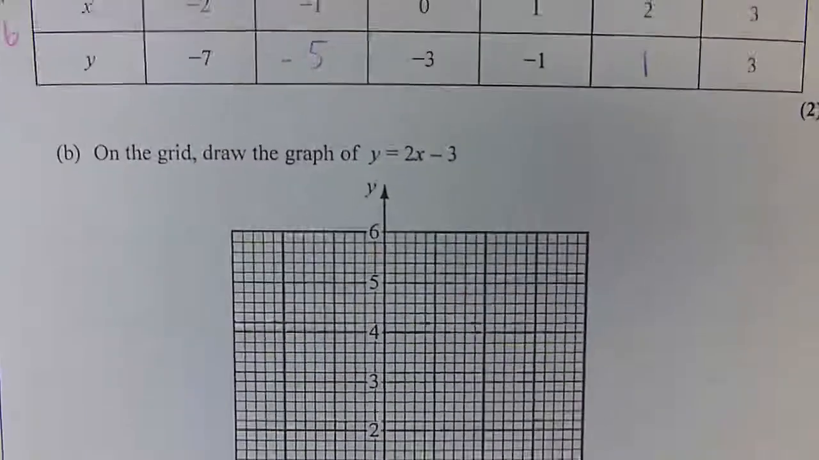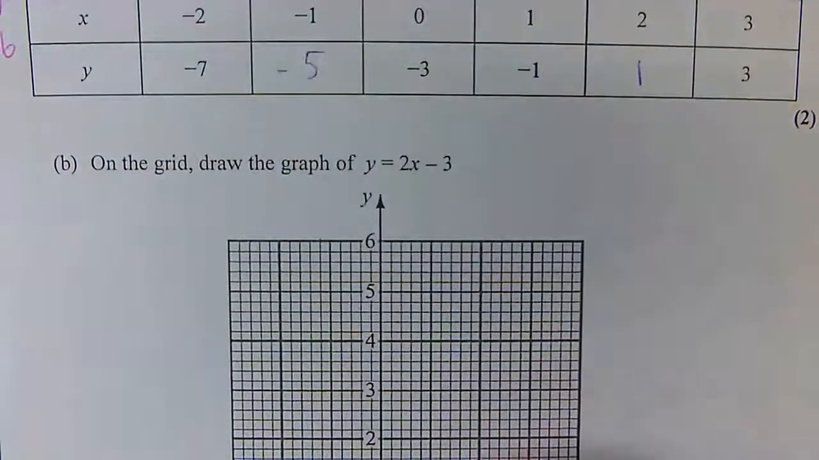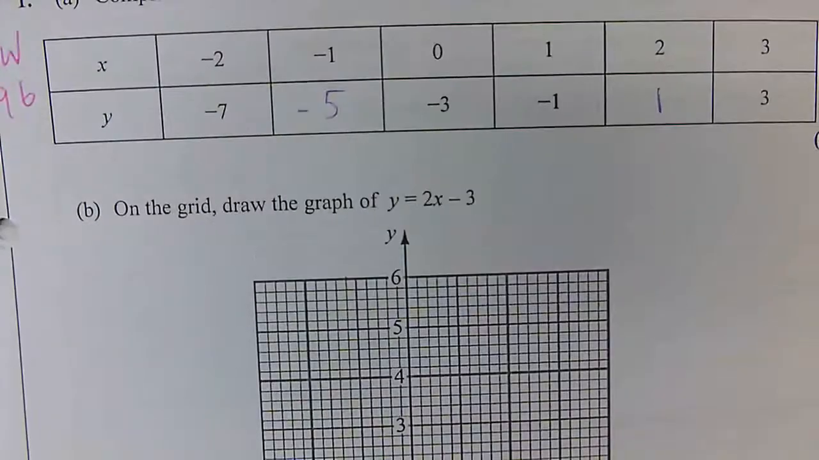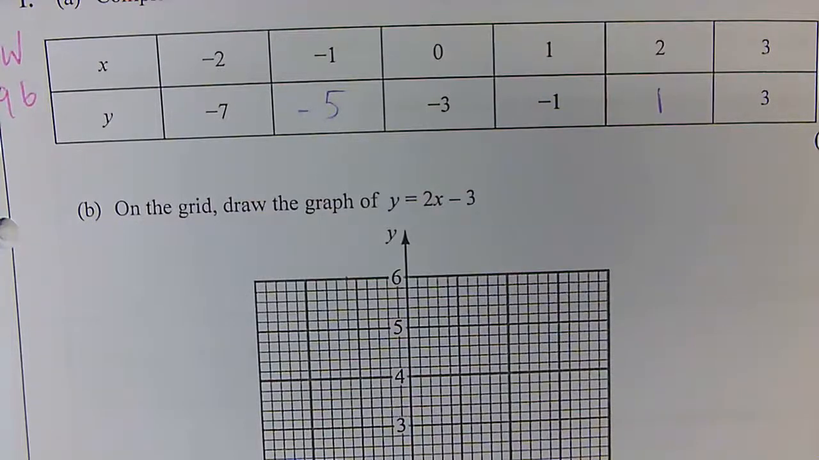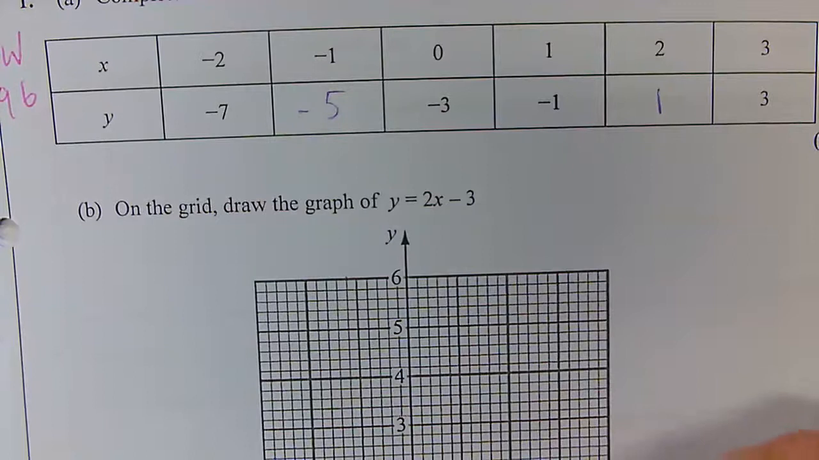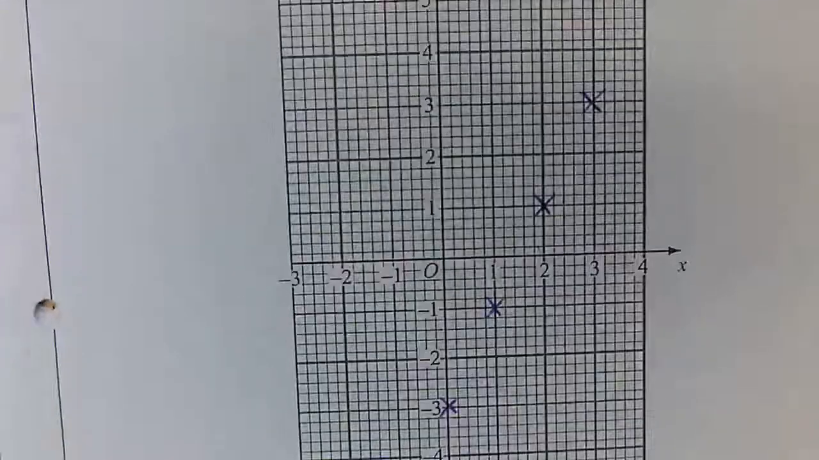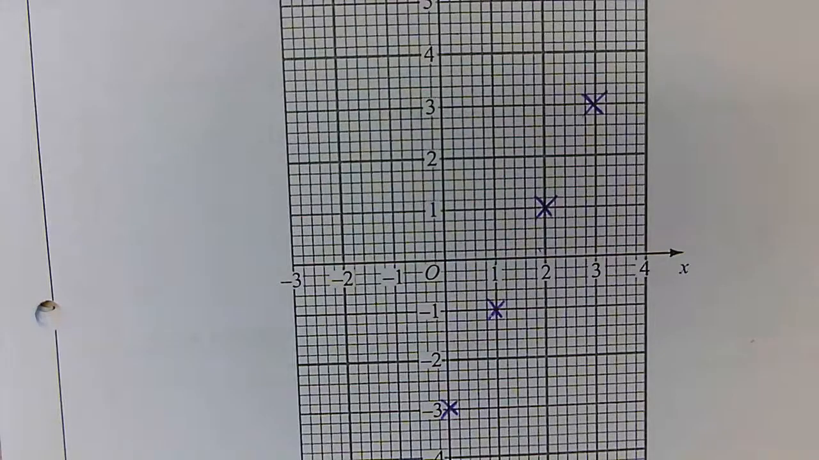Okay, let's plot this. So we've got minus 2, minus 7, which is down here. Be really careful plotting these, okay? That you use a cross or a plus, and it actually goes exactly on those grid lines. We've got minus 1 and minus 5. We've got 0, minus 3, 1, minus 1, 2, 1, and 3, 3. Now, I've done one thing wrong already. I didn't use a pencil. I was never intending on using a pencil, but you should have used a pencil, okay?